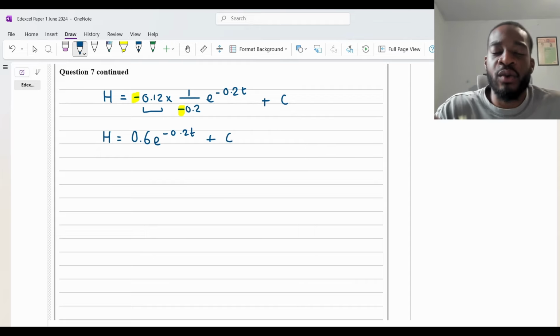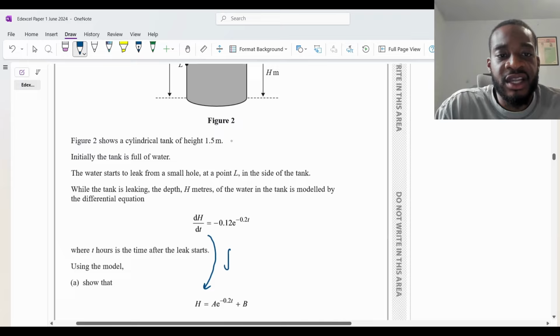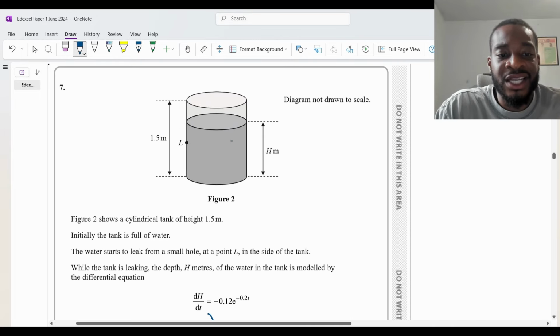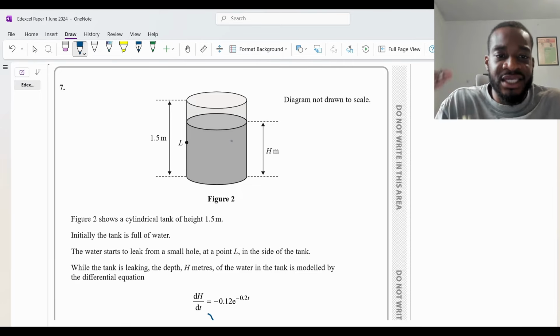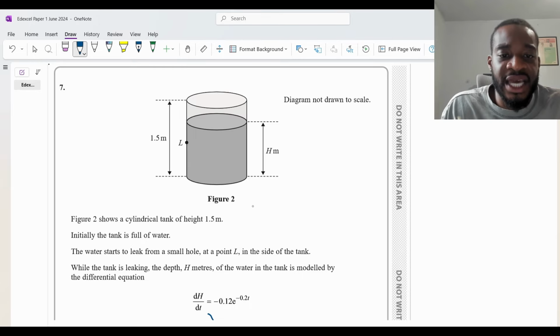Now we are here. We need to figure out what that constant of integration is, right? How do we do that? We need initial conditions. So remember what we're dealing with. We're dealing with a cylindrical tank, right? The water is leaking, right? As the water's leaking, time is going on. We have the height that's going to be decreasing. So the variables are going to be t and h, right? T and h is what we're looking for.